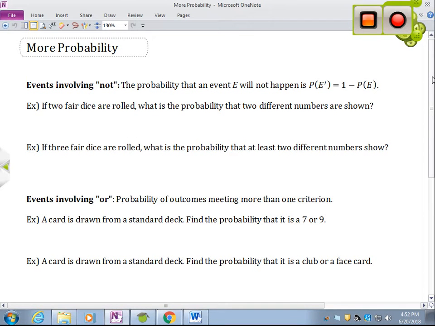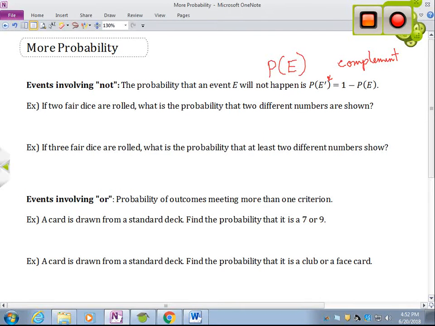In this video, we're looking at some more types of probability problems. We're going to start with events that involve the word not. So we're talking about the probability that an event E will not happen. And since we used this notation to represent the probability that an event E will happen, the probability that the event will not happen is going to have that apostrophe in there, which if you remember from previous sections, means that we're talking about the complement, or not E.